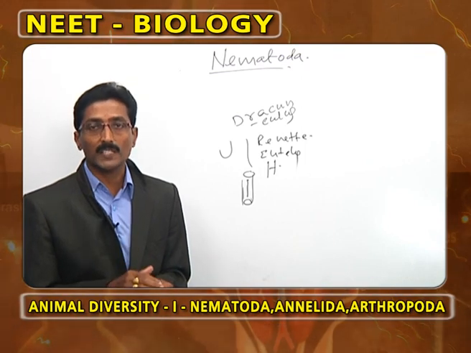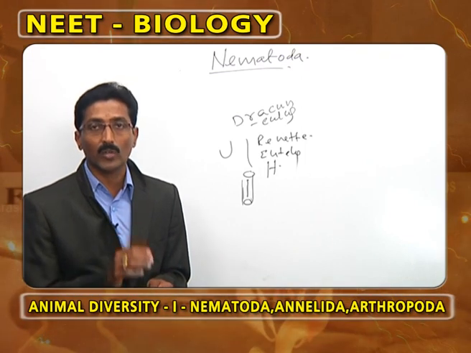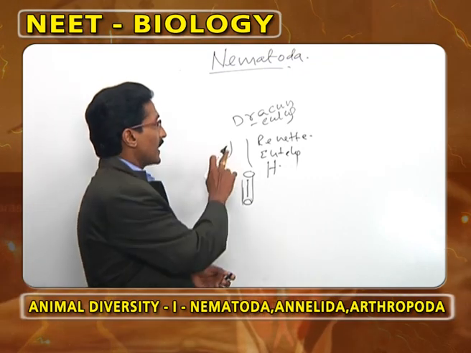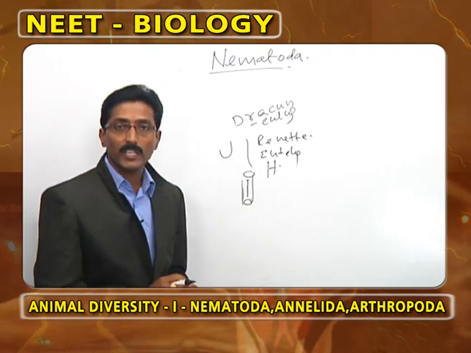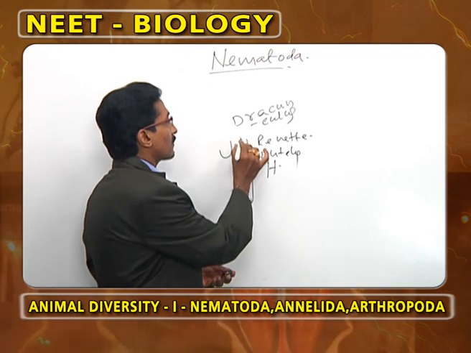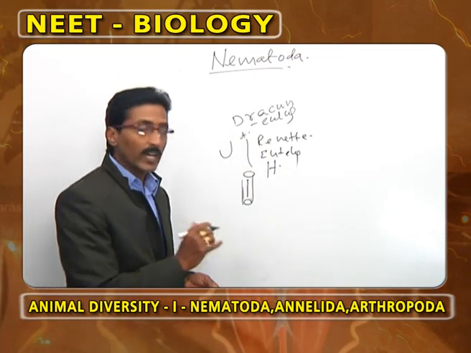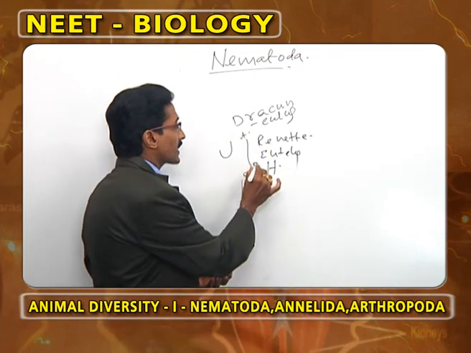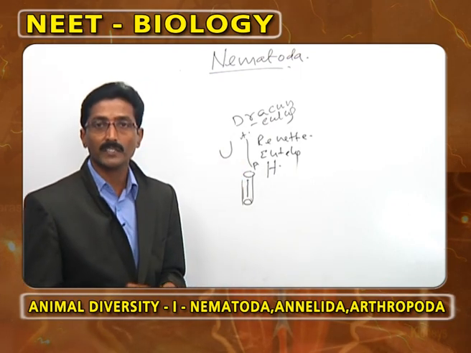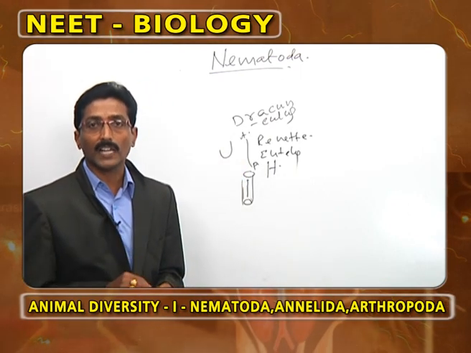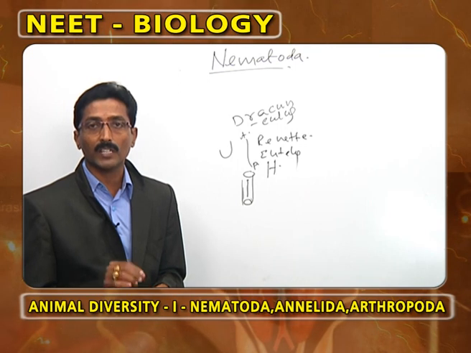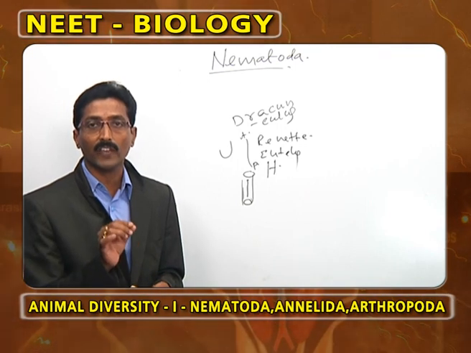Now as we observe the other characters of the nematoda, in all nematodes, at the anterior end of the body, what sense organs are present? The amphids. What about the posterior end? The sense organs are called phasmids. What is the unit for the classification of phylum Nematoda? The presence or absence of phasmids.